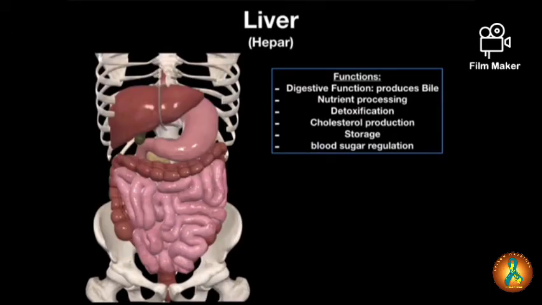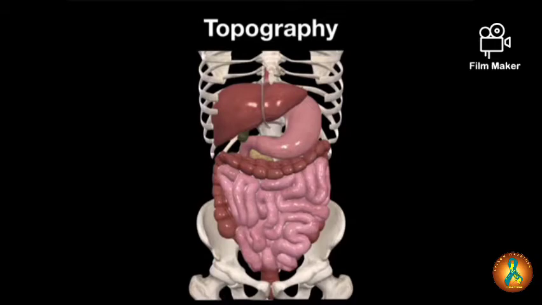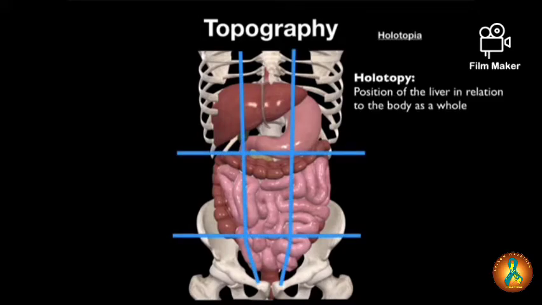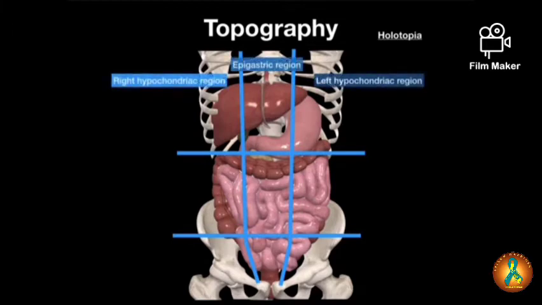And as always, looking at the anatomy of the organs, I like to start with the topography for better understanding. So if we add the lines and look at the holotopy, meaning the position of the liver in relation to the body as a whole, the liver actually covers the whole upper level of the abdominal cavity within the ribs. And you will find it in the right hypochondriac region, the epigastric region, and also extending to the left hypochondriac region.